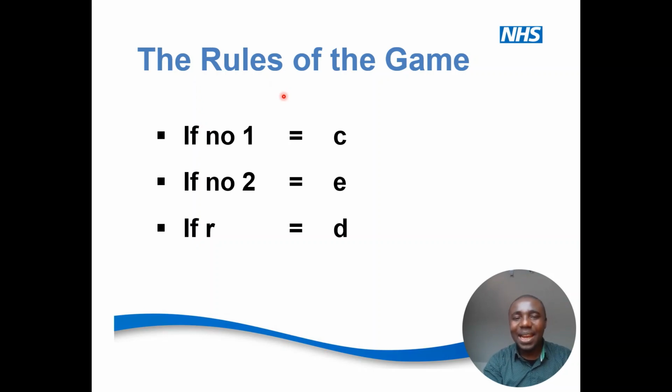Now, the rules of the game again. If there is no 1, like I've said, if you don't see 1, it's now little c. Because remember that 1 is big C. So if you don't see 1, instead of big C, you then write small c. Remember that 2 is big E. Therefore, if you don't see 2, then you now write little e.